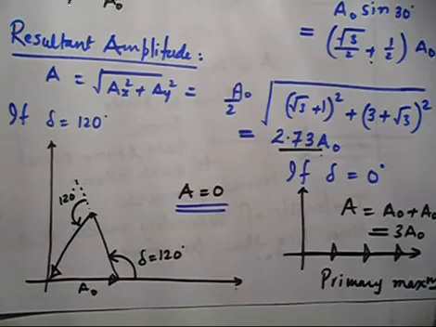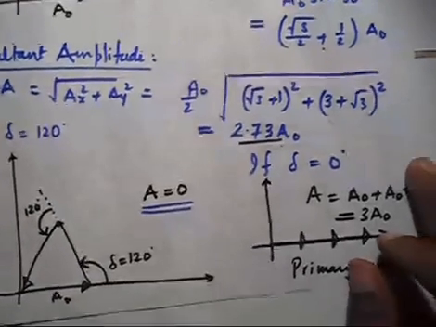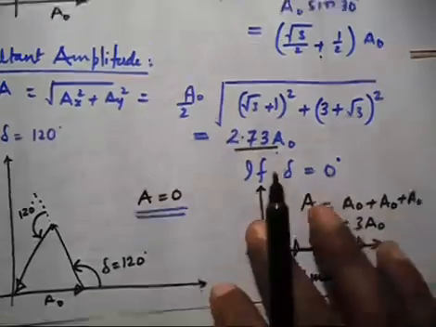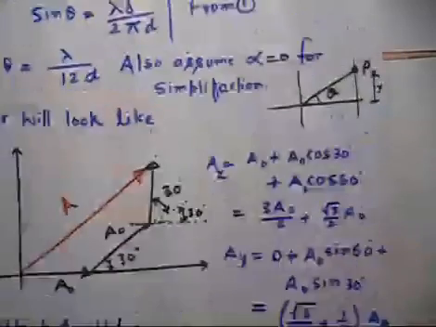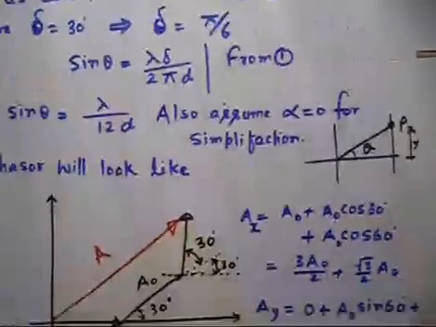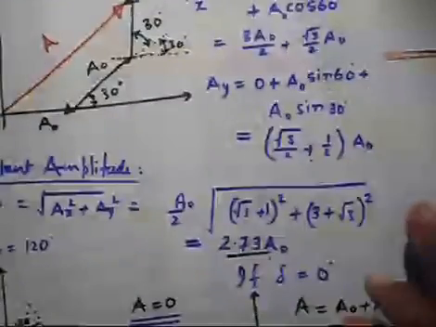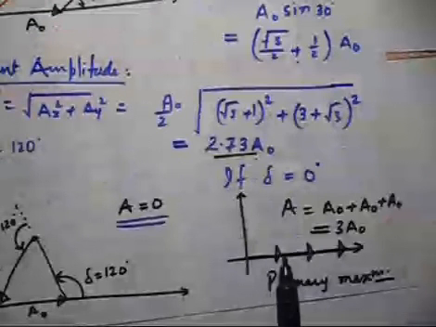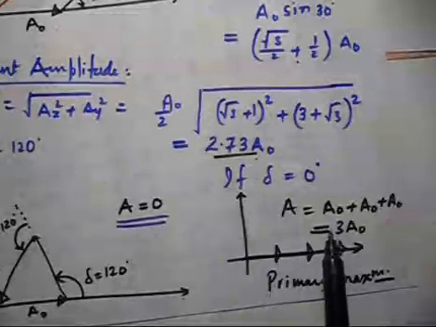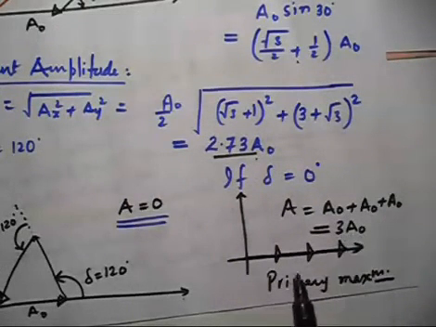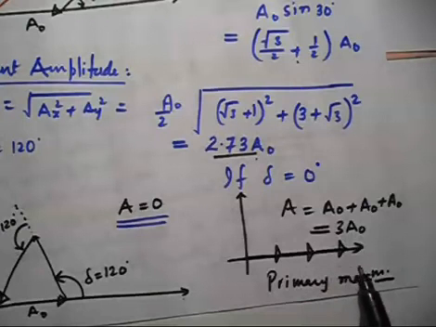Now let us take another point, the central point, when delta is 0 degree. So delta is 0 degree, that is sin theta is 0. You see from here I have already said sin theta and delta are related by this equation. If delta is 0, sin theta is 0. This means theta is equal to 0. This means central point. Now if I make the phasor A naught, A naught and A naught, so basically we will have 3 A naught. So this is a point of maximum intensity, and that's why this is sometimes called primary maximum or principal maximum.